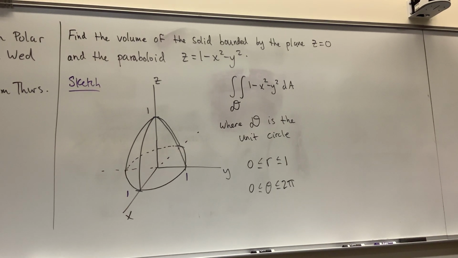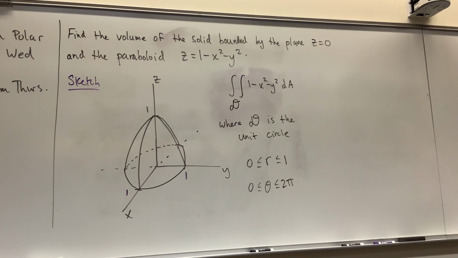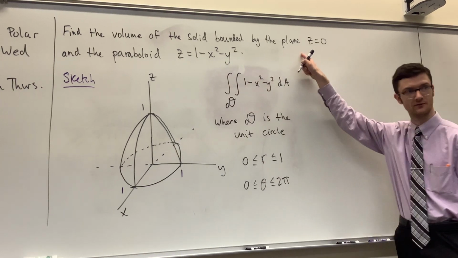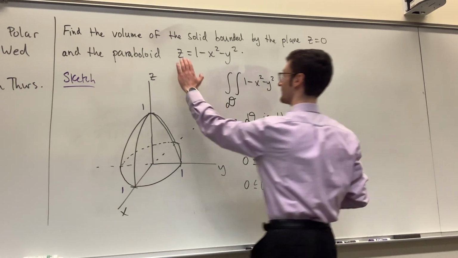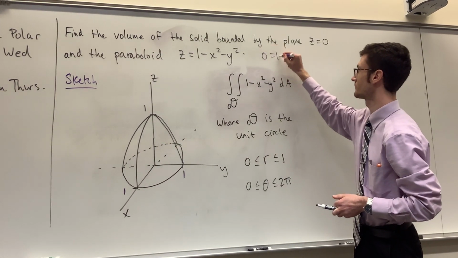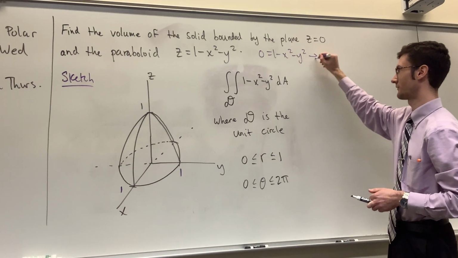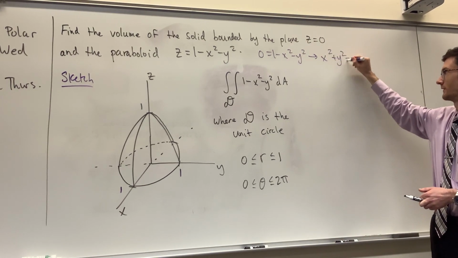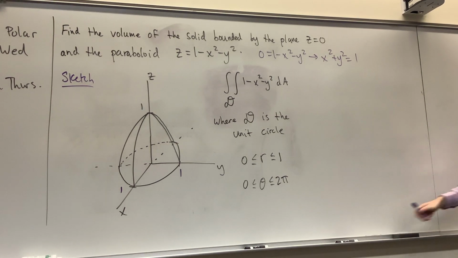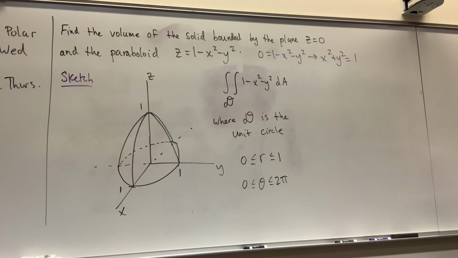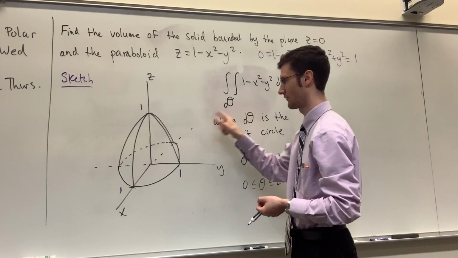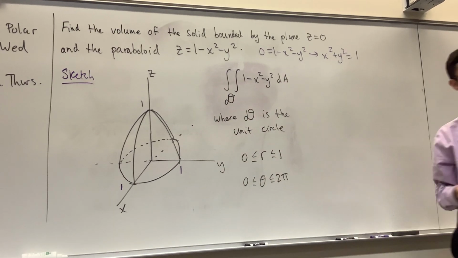Okay. Now, how do you get this without the sketch? Well, intersect this surface with the plane z equals 0. Put a 0 in here. Rearrange this thing. X squared plus y squared equals 1. Unit circle. Okay. So a lot of the times we have to do a little work to figure out what actually is this region D, and how do we express D in polar?